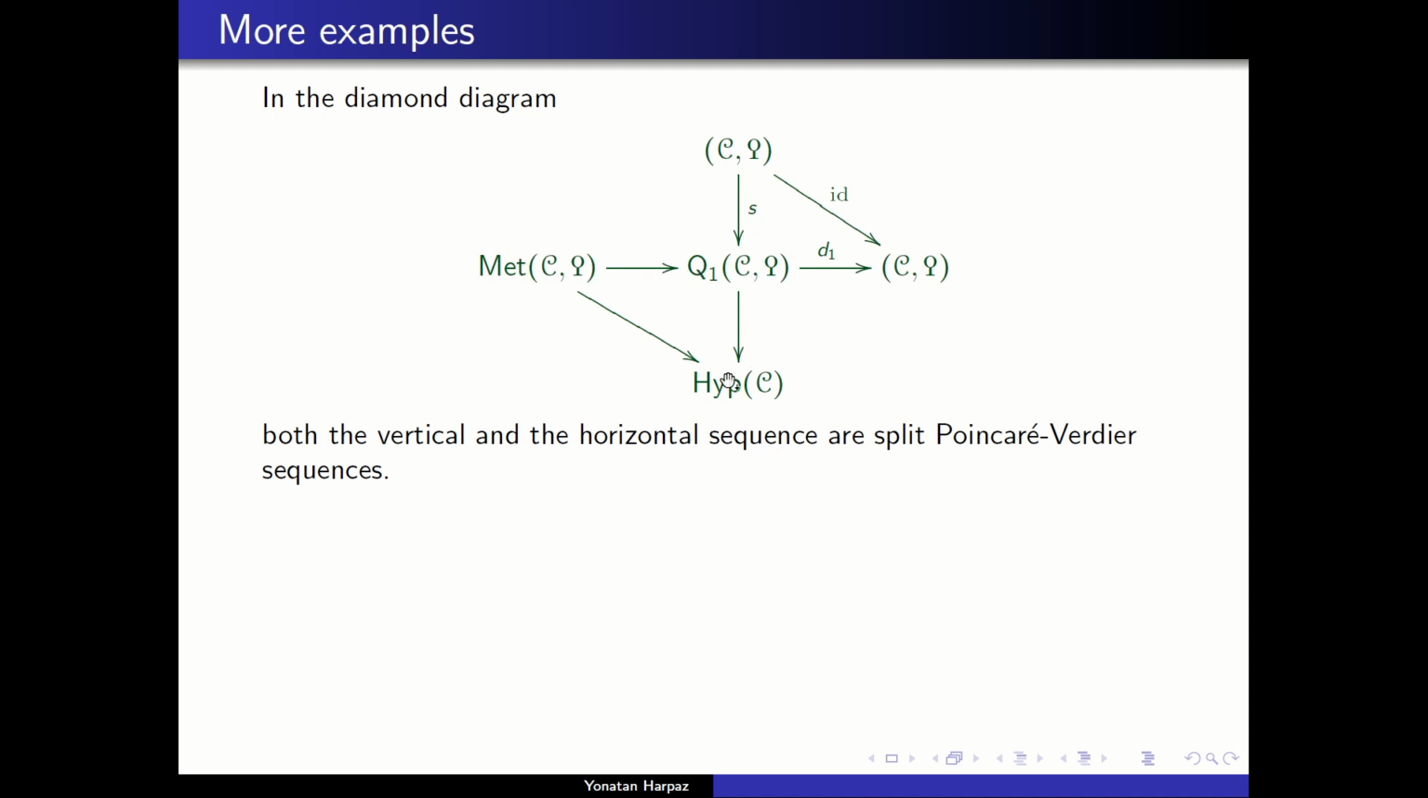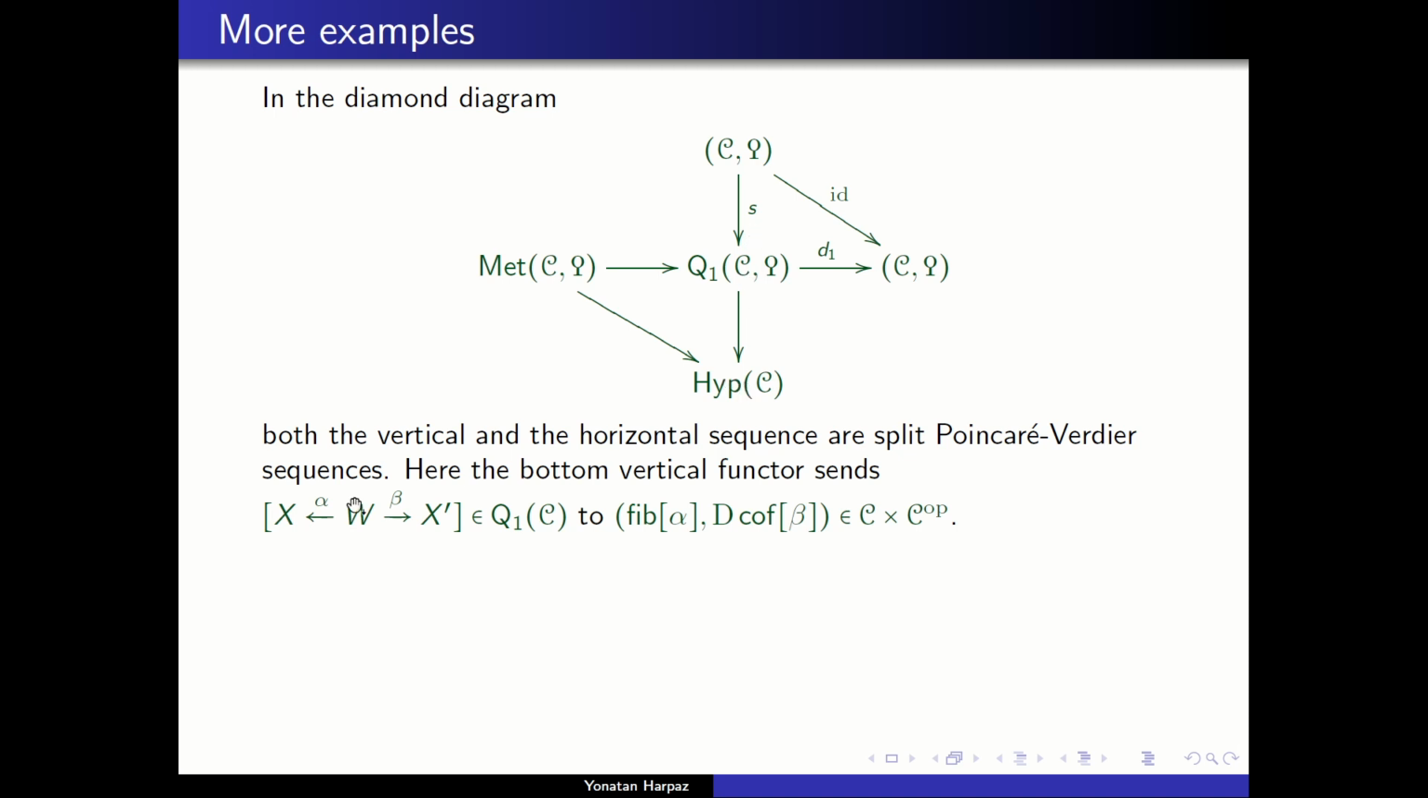On the other hand, this functor, the vertical functor here, is defined as follows. It sends a span like this from X to X prime via W with maps alpha and beta to the pair fibre of alpha and dual of cofibre of beta. This is at least the definition on the underlying stable infinity categories, and this can be made into a Poincaré functor. And now one can verify that both this horizontal sequence and this vertical sequence are split Poincaré-Verdier sequences.